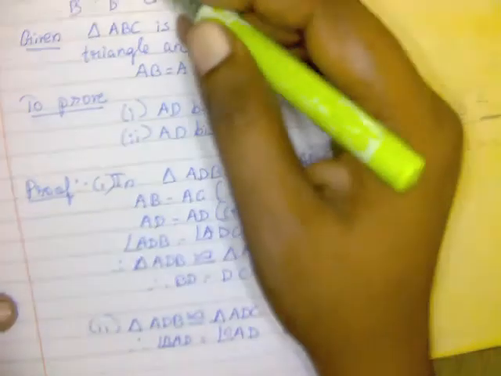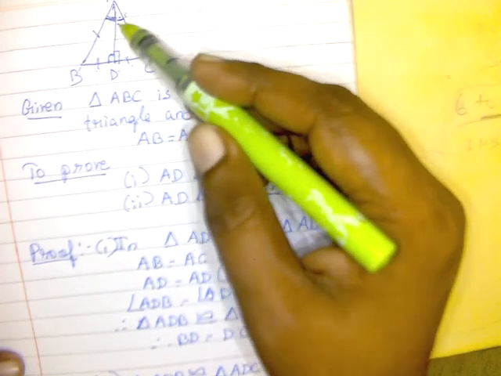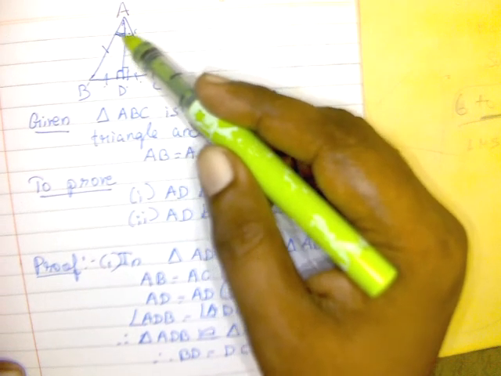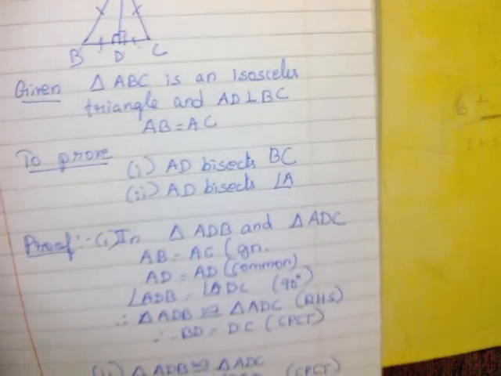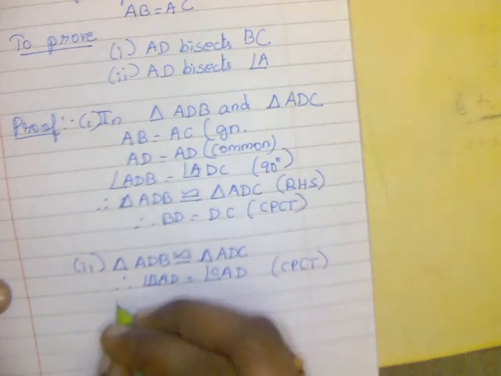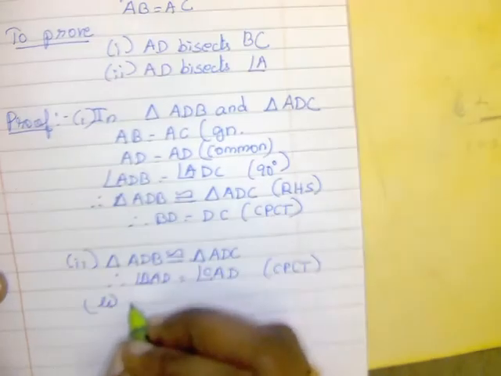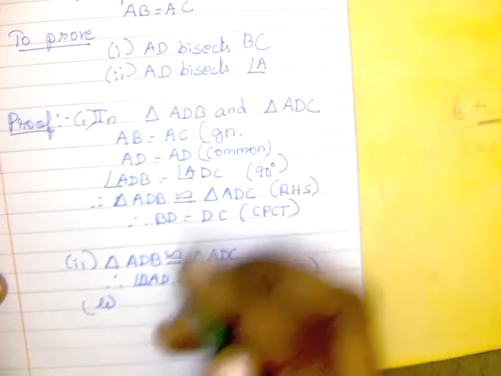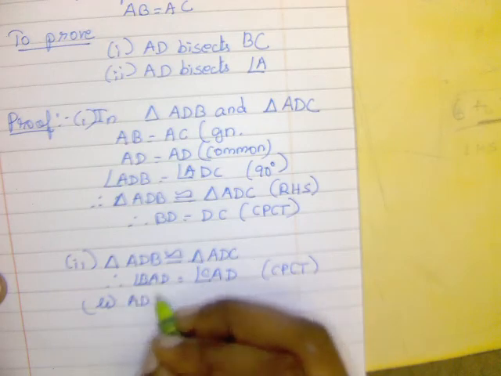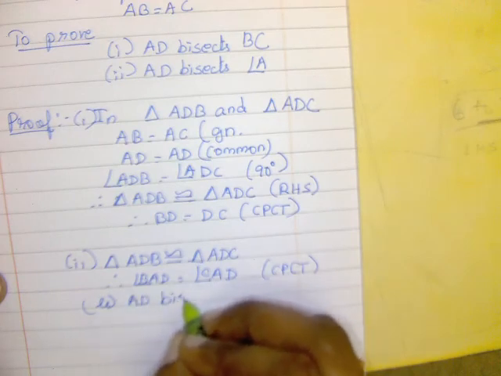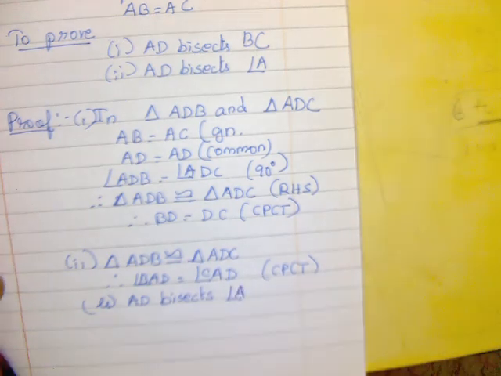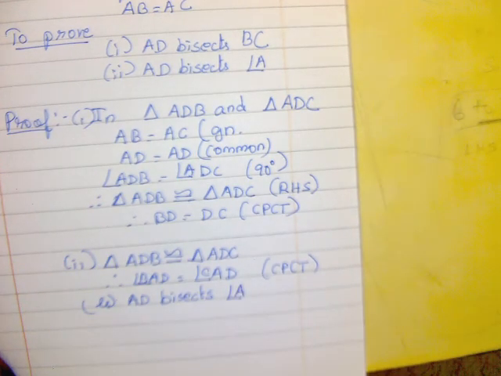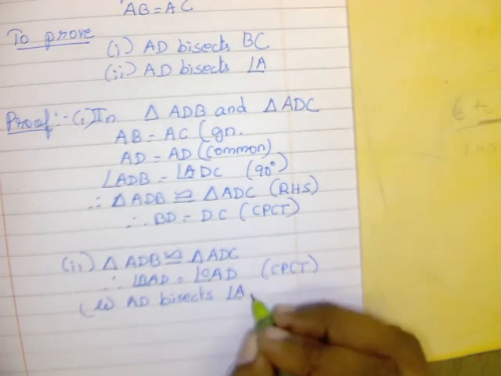Once these angles are equal, bisecting the angle means the two angles are equal. So once you have proved the two angles are equal, therefore AD bisects angle A. Okay, right? AD bisects angle A. That much only.